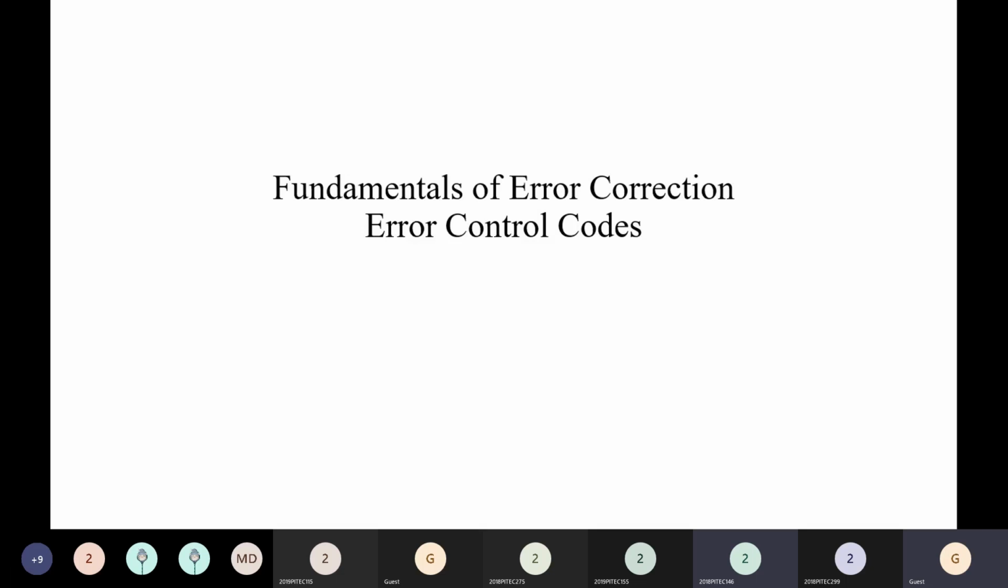The errors have to be minimized to a certain extent in the transmitter itself, and a controlled amount of redundancy needs to be added in the channel. Adding a controlled amount of redundancy is nothing but channel coding, whereby you can minimize the addition of errors in the channel. Error correction and error detection can be done by using error control codes. So we'll be seeing fundamentals of error correction and error detection, which are given by the error control codes.